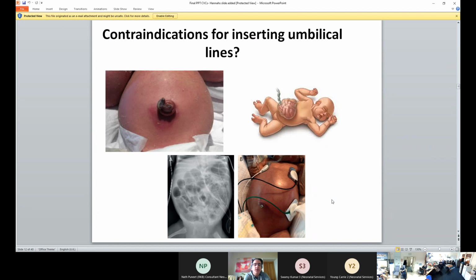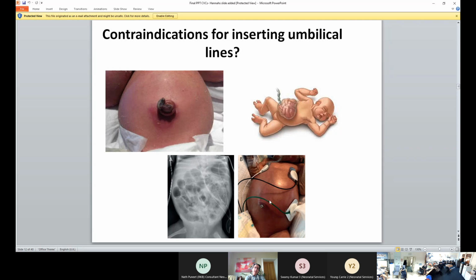So that's a slide for contraindications for inserting umbilical lines. There is no absolute contraindication for inserting umbilical lines. It has to be a kind of balance between the benefits and the risk. So gastroschisis and exomphalos, and if there is infection around the umbilicus, although I can't see any stump here, so either way we cannot put an umbilical line here.